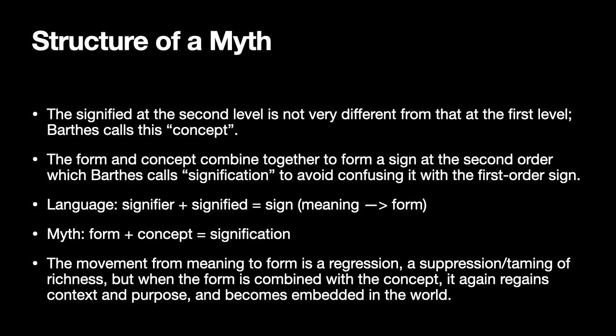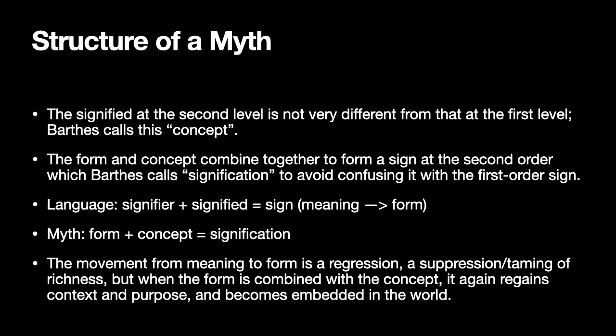So at the level of form, the movement is that of regression. The richness is not completely thrown out, but the richness is tamed or suppressed for a particular purpose. And what is that particular purpose? That is whatever ideological purpose is given by the concept. And at this level, when that empty or almost empty form combines with a concept, it again regains its richness. It becomes part of the world again. And then finally, we have signification.